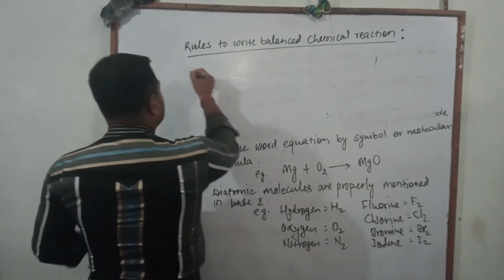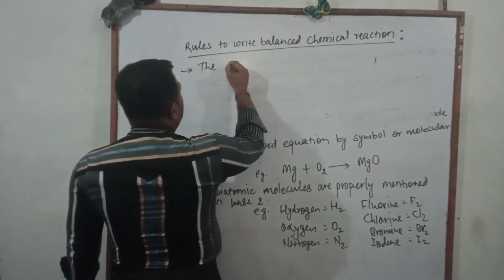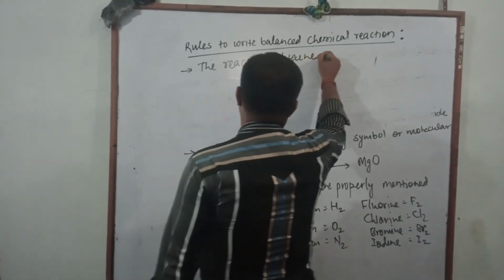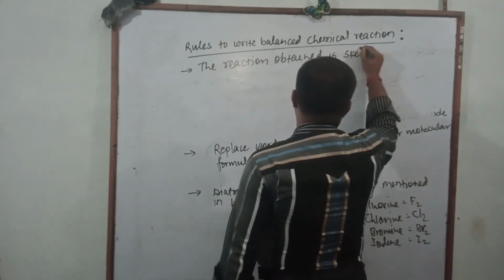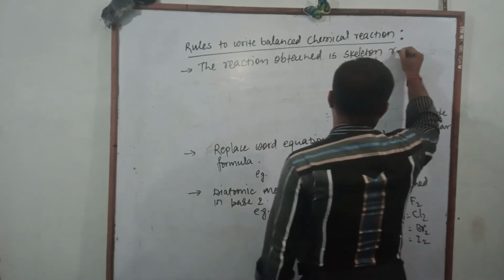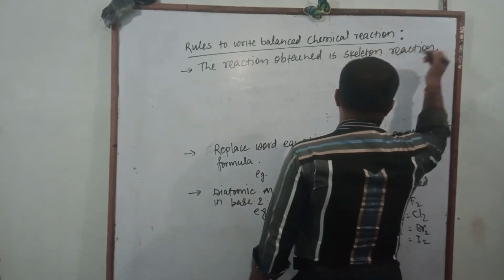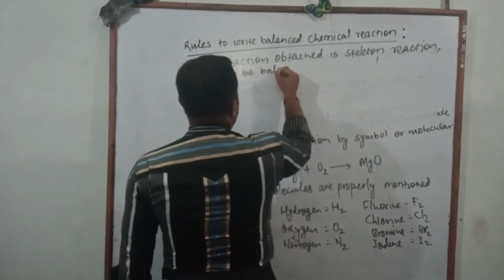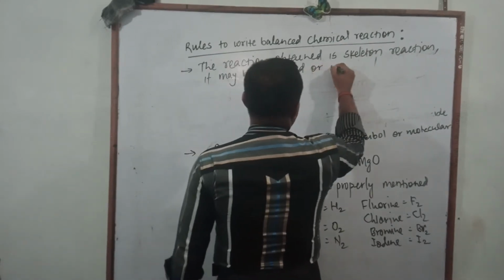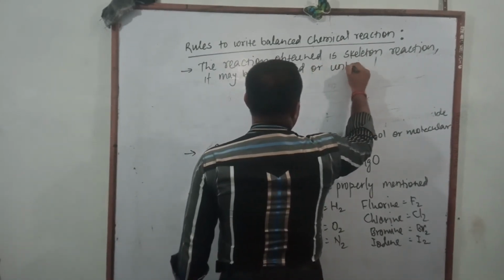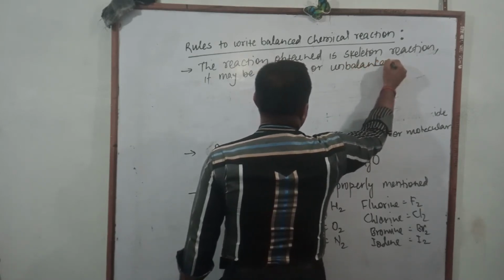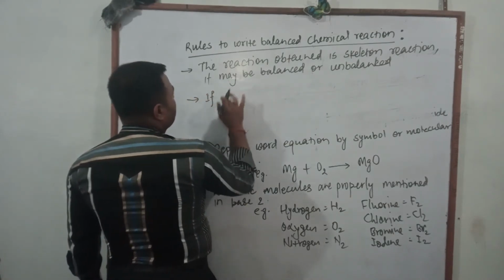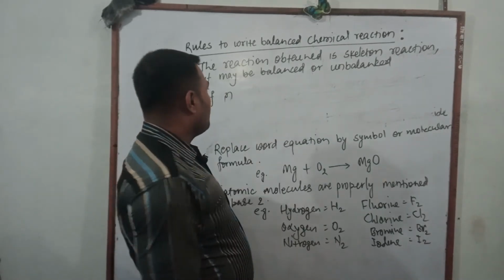After that, the reaction obtained is a skeleton reaction, and it may be balanced or unbalanced. How do we find out whether it is balanced or unbalanced?